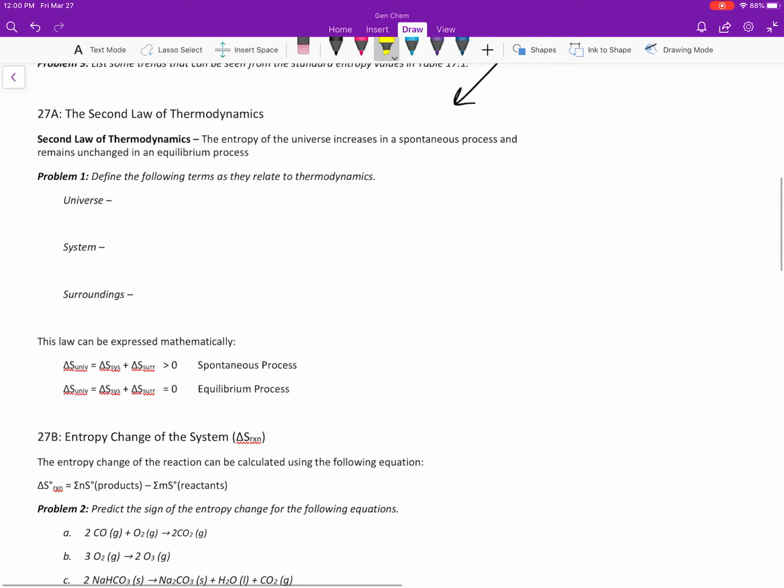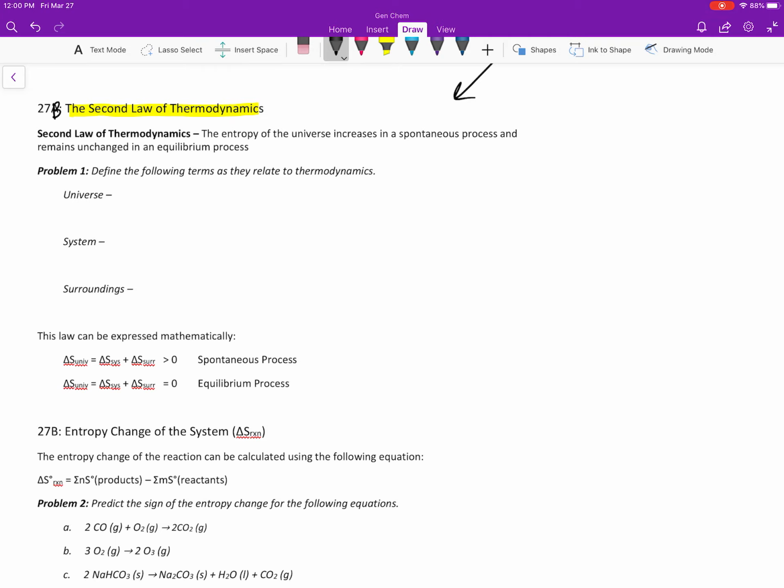All right, so second law of thermodynamics. This is the second part of this particular lesson, and so this should actually be 27b. The second law's definition says the entropy of the universe increases in a spontaneous process, meaning no energy required, and remains unchanged in an equilibrium process. So that means when K equals Q at equilibrium, entropy should be equal to 0. You may kind of see where this is going, that K and Q are going to come back, and they will. So let's define the following processes as they relate to thermodynamics.